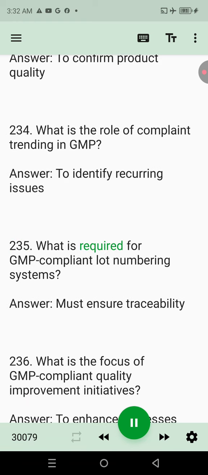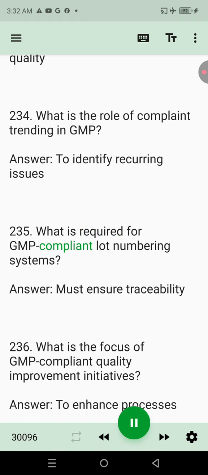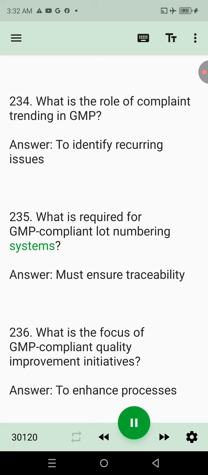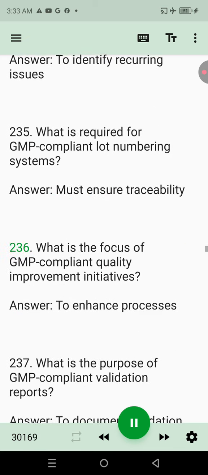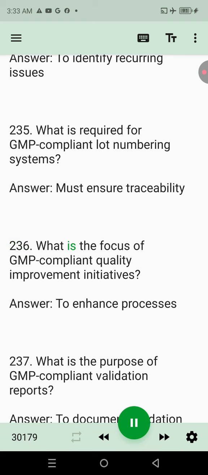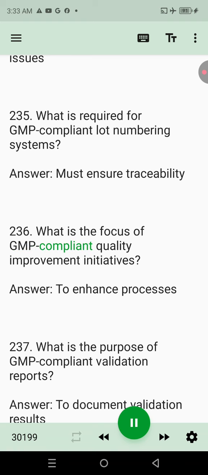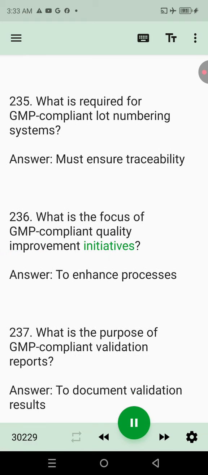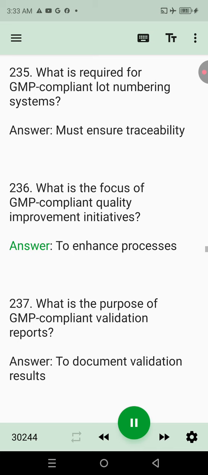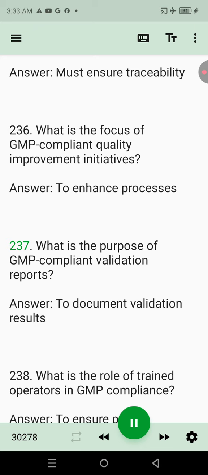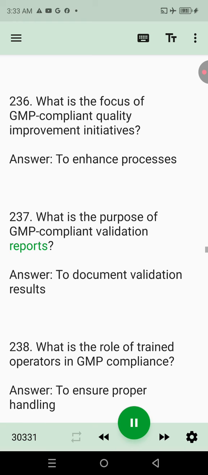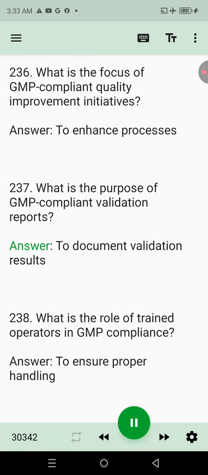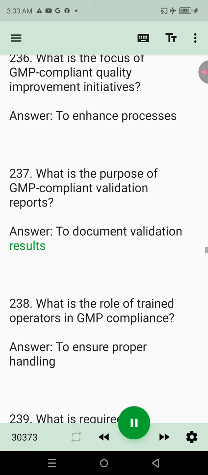235. What is required for GMP-compliant lot numbering systems? Answer: must ensure traceability. 236. What is the focus of GMP-compliant quality improvement initiatives? Answer: to enhance processes. 237. What is the purpose of GMP-compliant validation reports? Answer: to document validation results.